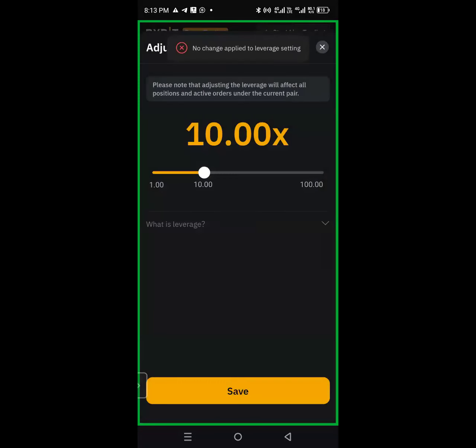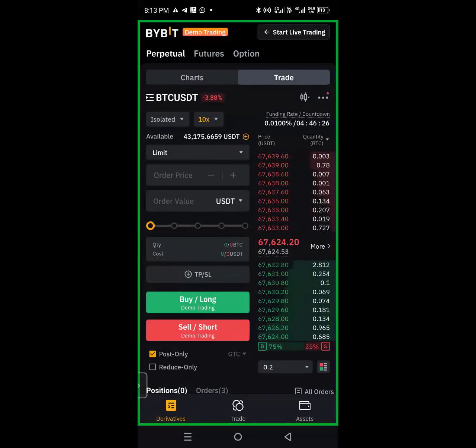10x, yes. It's not allowing me to change the settings first. So I'll just go back. Now, always make sure that derivatives is selected at the bottom part of your screen.